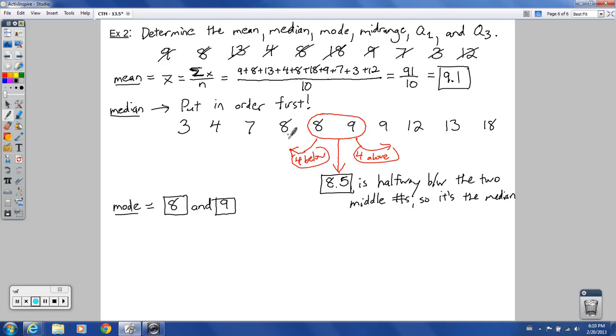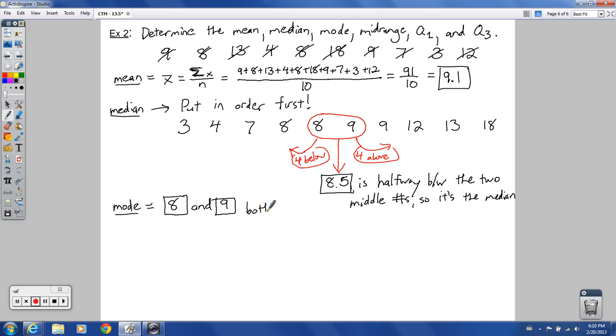Some books would tell you that there's no mode because there's no value that shows up the most, even though there's kind of this shared majority, you might say. But for purposes of our book, we're going to say that if there's a tie, they both win. They're both the mode. So 8 and 9, both.